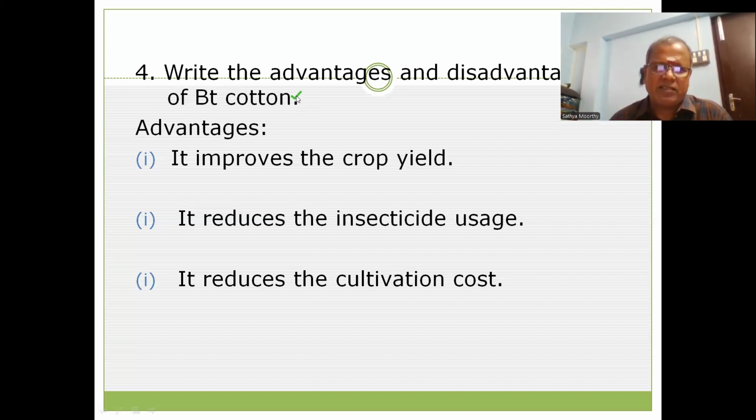What are the advantages and disadvantages of this BT cotton? First, it helps to increase the crop yield. So the farmers' yield is very, very important. It is beneficial because it's a cash crop. It reduces insecticide use. Already the plant possesses insecticidal properties, so we need not use insecticides. It reduces the cultivation cost, because if the usage of chemicals or insecticides is less, then it is beneficial to the farmers and the cost of cultivation is also reduced.